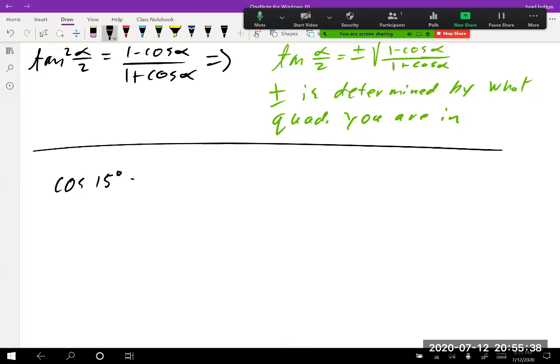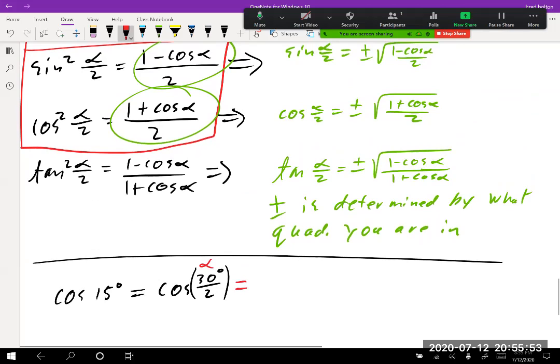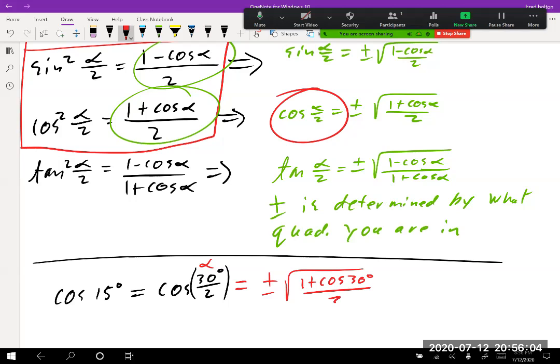But what we could use also is we could now say, well, the cosine of 15 degrees, isn't that the same as the cosine of 30 degrees divided by 2? So now this becomes my alpha. So now I go into the problem and I say, well, I remember right here, it says if you can rewrite it as cosine alpha over 2, which I just did, I can do plus or minus the square root of 1 plus cosine of alpha, but in this case, alpha is 30 degrees, and divided by 2. Now, if I'm at 15 degrees, what quadrant am I in? I'm in quadrant 1, so that means that it's going to be the plus, and I'm going to do 1 plus the cosine of 30 degrees, which is square root 3 over 2, divided by 2.